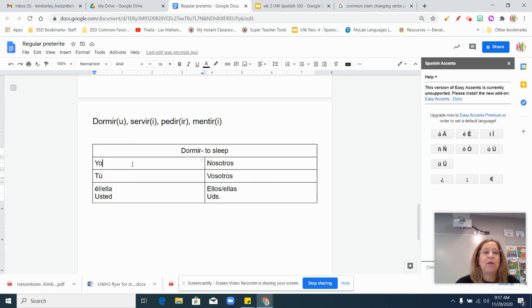So, for example, dormir is an IR verb. So, dormí, I slept. Dormiste, you slept. And then here's where the stem changes. That O changes to a U, and it's durmió. So it's still the same IR endings. They just change in the he, she form and the they form. They change that O to a U. Durmió. I think because the OO maybe sounds funny. I don't know. And then it's back to normal.